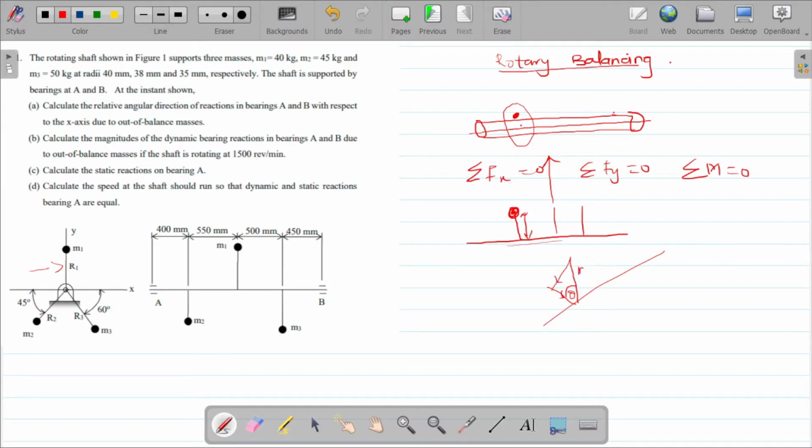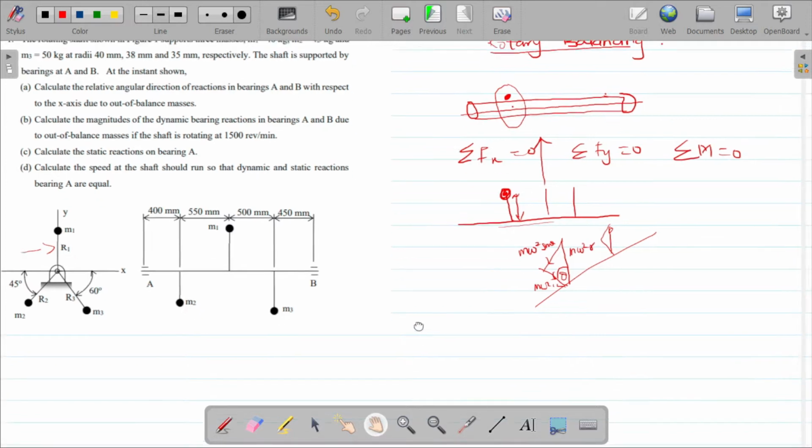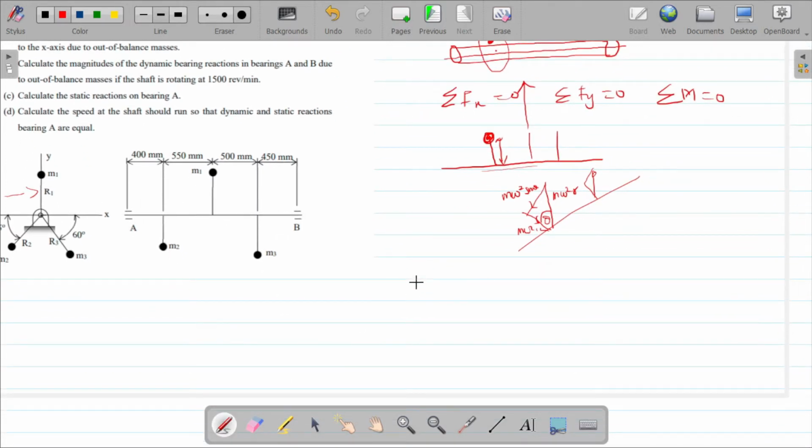So this one will be m omega squared r. This one will be m omega squared r sine theta, and m omega squared r cos theta. If I have another mass here, m2, that will be the same. So if I'm finding the forces, I'm going to have the sum of forces in the x equal to m1 r1 omega squared cos theta 1 plus m2 r2 omega squared cos theta 2, up to mn rn omega squared cos theta n.